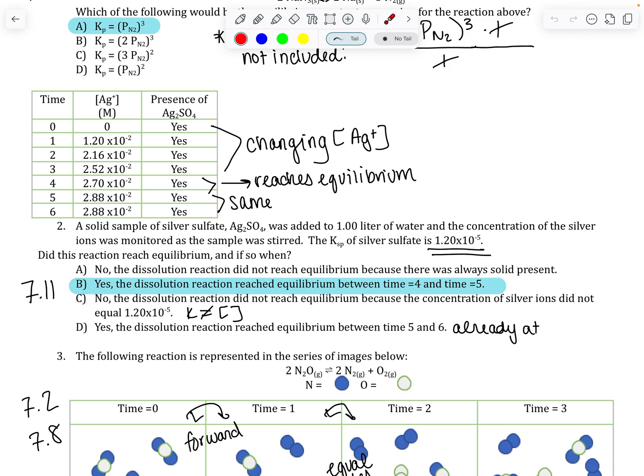C doesn't make any sense because it says the concentration of silver ions did not equal K. Concentration and K don't equal each other, so that's wrong. And then it says it reaches equilibrium between time 5 and 6. That's a common misconception because people look for the one where it stays the same. But if it's staying the same between 5 and 6, that means it already got to equilibrium. So it had to have gotten to equilibrium before 5.